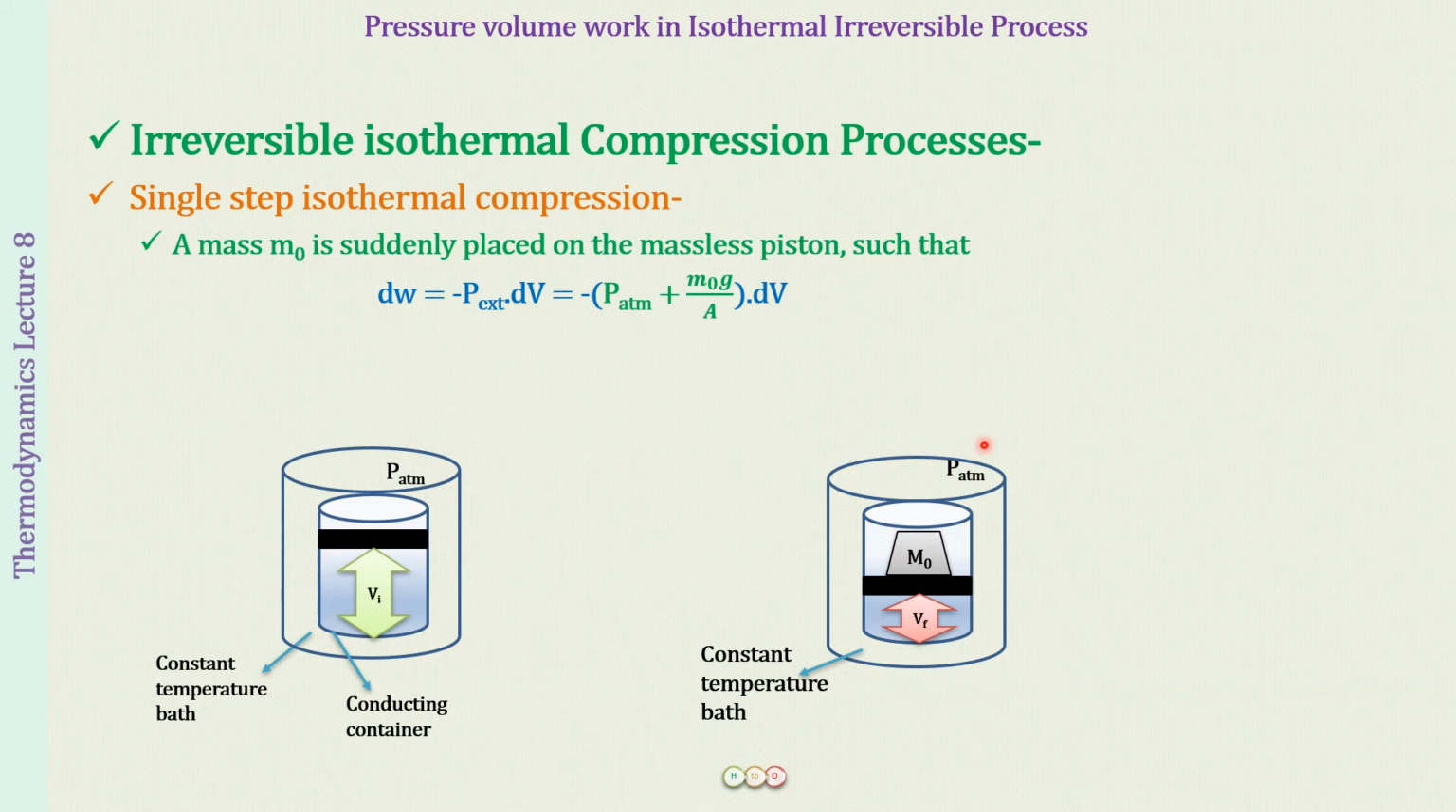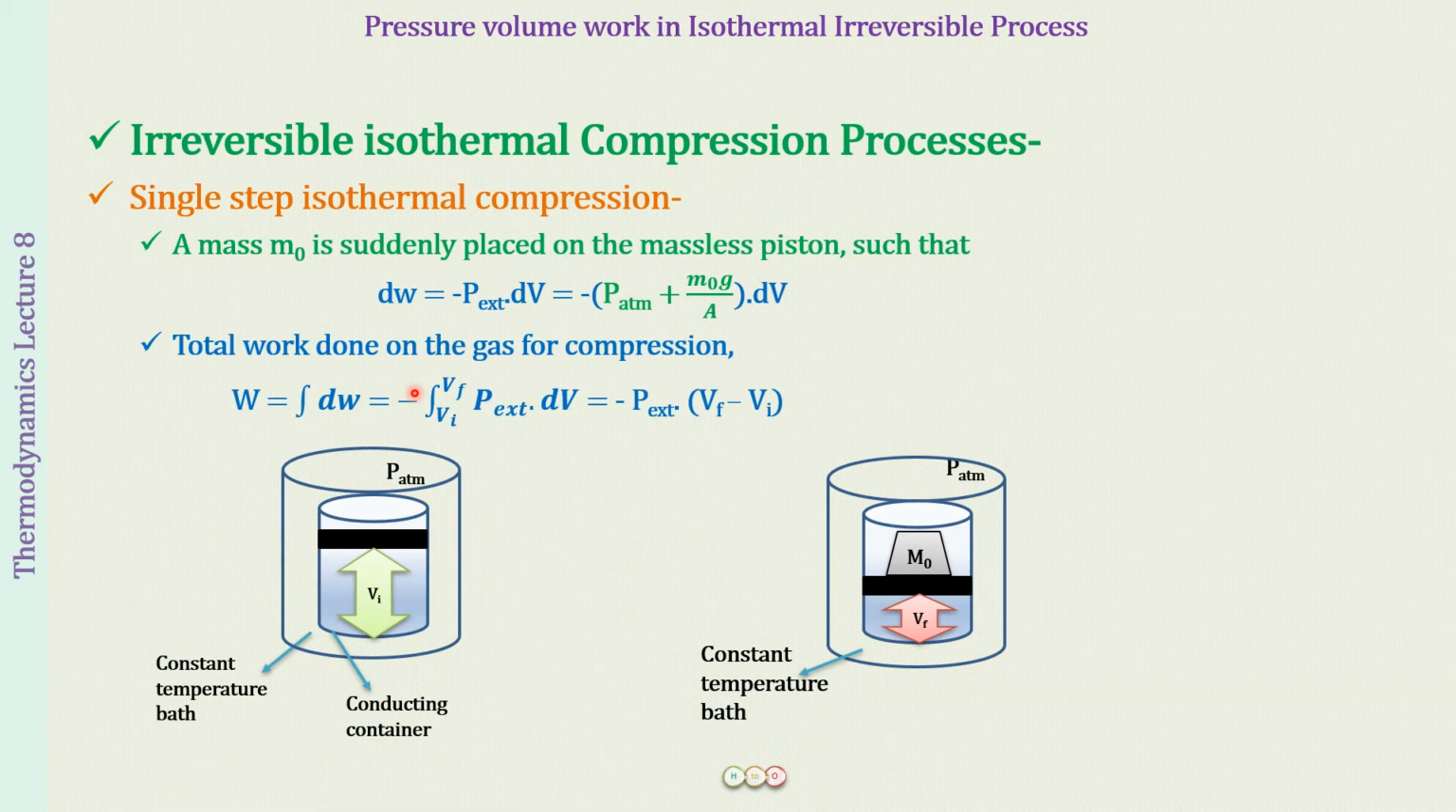Work done will be against again a constant external pressure, and this time the constant external pressure is going to be P atmosphere plus M0 g by A. So this will be the external pressure into the small change in volume, product of that with a negative sign. This will be a small work done for any small step, and if you integrate it for the total work done by the compression process, it will be from Vi to Vf. So this will be equal to minus P external into delta V, where delta V is going to be equal to Vf minus Vi. So this will be the work done. Let us see the PV diagram for that now.